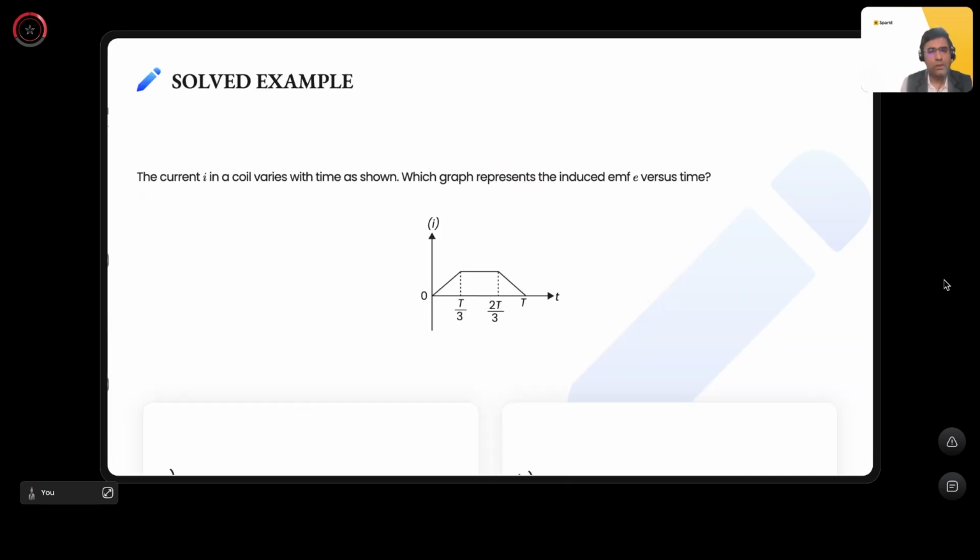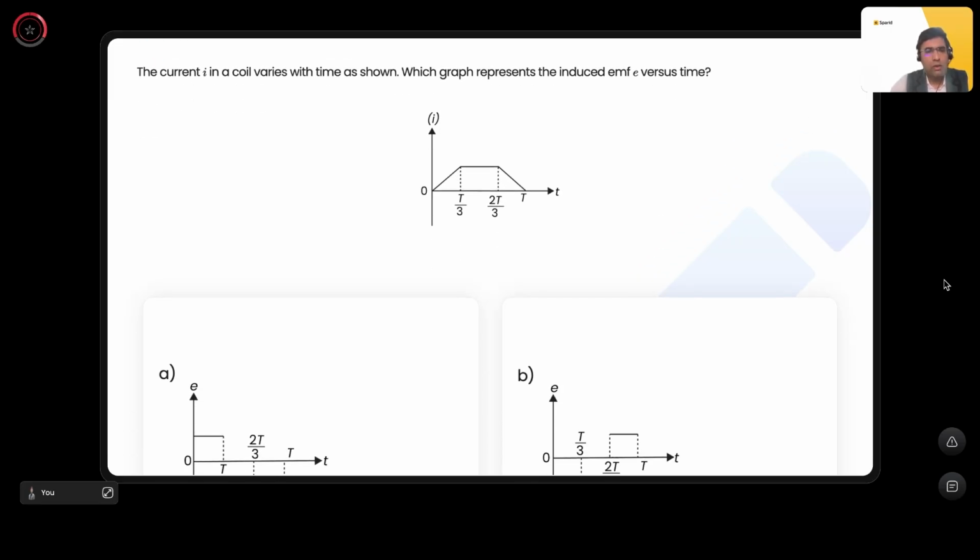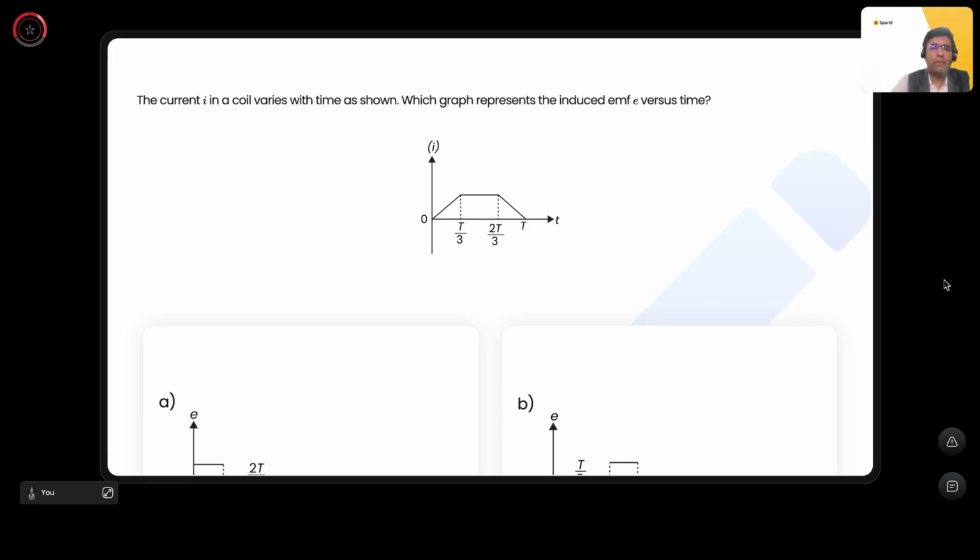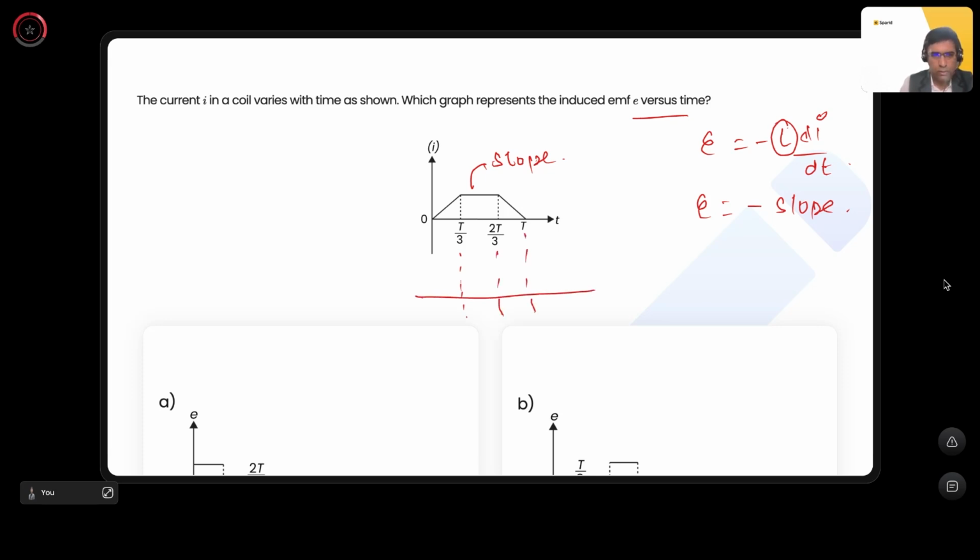Next question. The graph questions are very important. The current in the coil varies with time as shown in the figure. Which graph represents the EMF induced? So you can say that E is equal to minus L di upon dt, whatever is the inductance of the coil, and di by dt will be the slope. So E is equal to negative of slope. Just draw it over here and we'll match it up with the options.